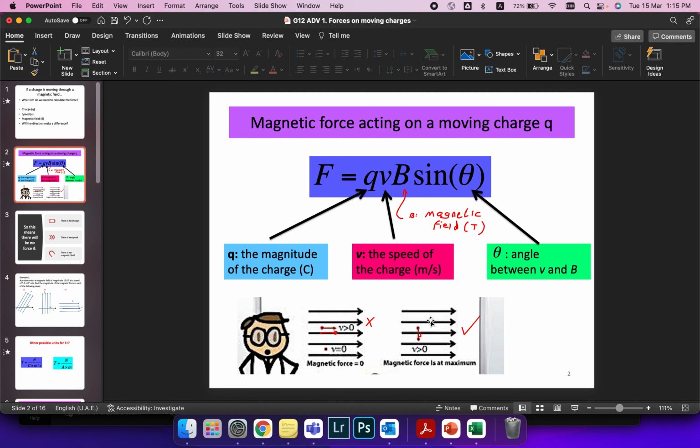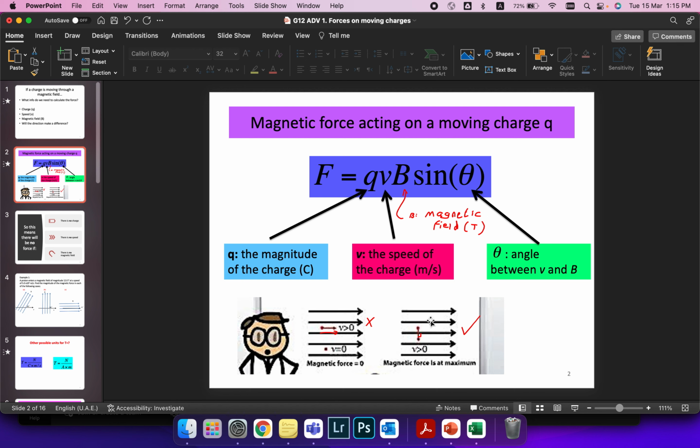So Q is a proton. We know protons are 1.6 times 10 to the minus 19. We have memorized this because we've used it so many times. Multiplied by the speed it's moving at, which is right here, 5 times 10 to the power of 6. Multiply that by B, the magnetic field, which we have here in Teslas, 12. And the angle we have is 30. So I'll times that by sine of 30. And you put that in your calculator, you will get your answer.